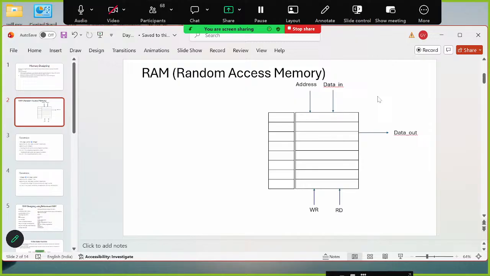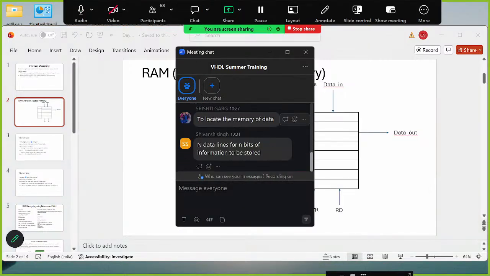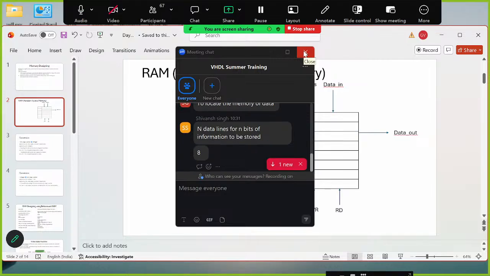Okay, let me give you the answer. Okay, somebody has responded finally. Data lines for n bits of information to be stored. Very good. So how many data lines should be required in it?